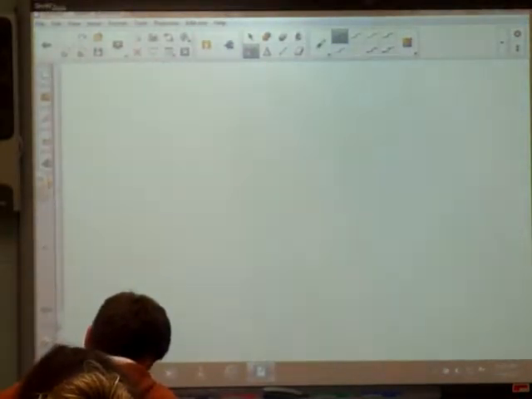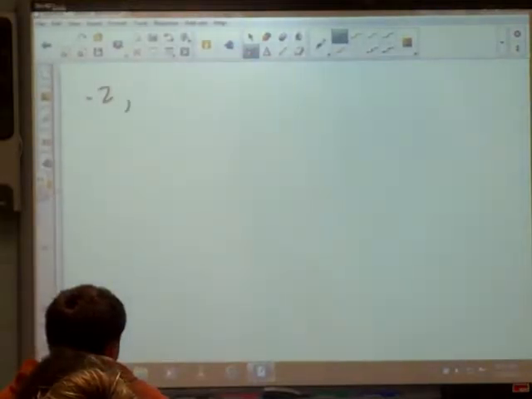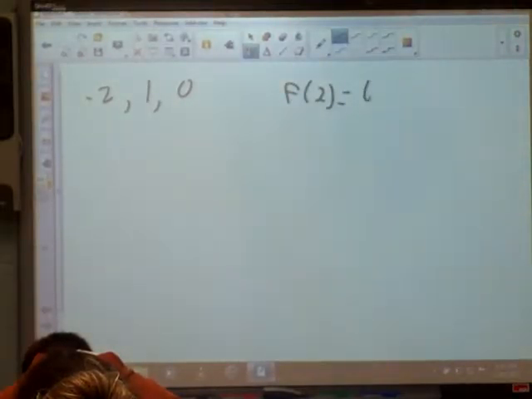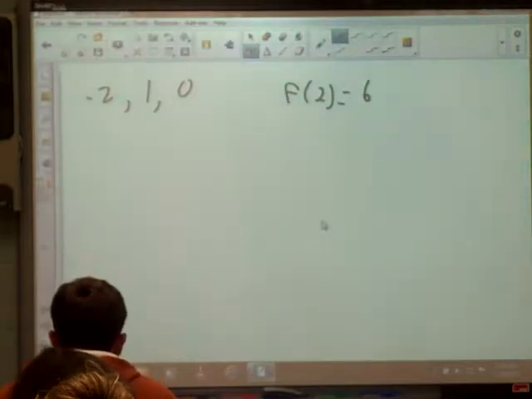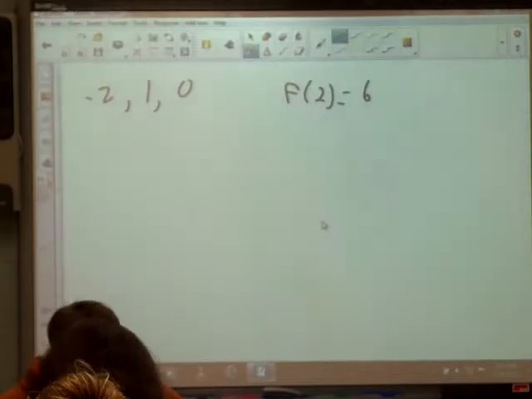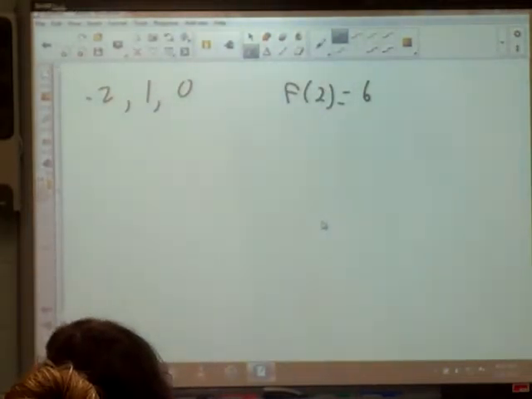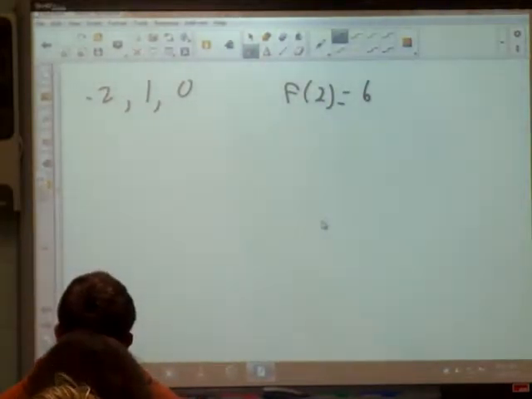I got negative 2, 1 and 0, and then f of 2 equals 6. Okay, this is all the stuff they give me on this. So this problem is taking a U-turn from what we've seen previously. The directions say find a function f, which just means we're going to write f of x. Find a function f defined by a polynomial that has the zeros of negative 2, 1, and 0, and f of 2 equals 6.